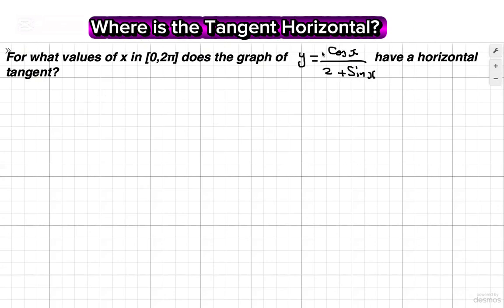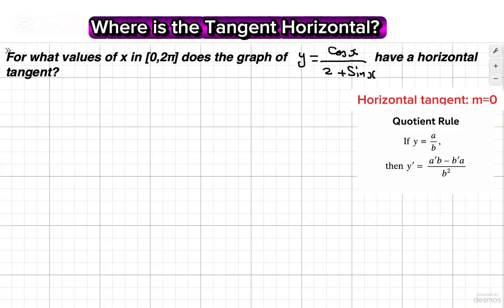So a few things we have to know here. The first thing is horizontal tangent means m equals 0, which is the slope equals 0. And of course, you know the derivative means the slope. Now, the other thing we also need to know, this is a quotient. So you have to know how to take the derivative of a quotient.